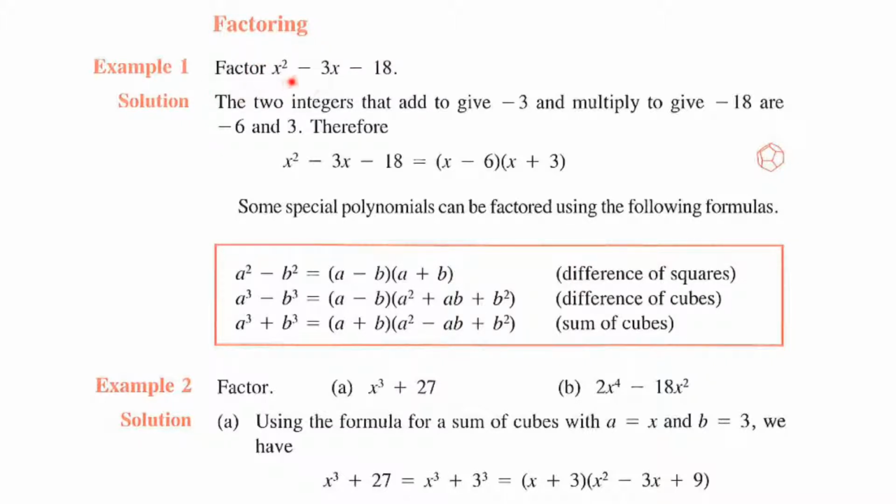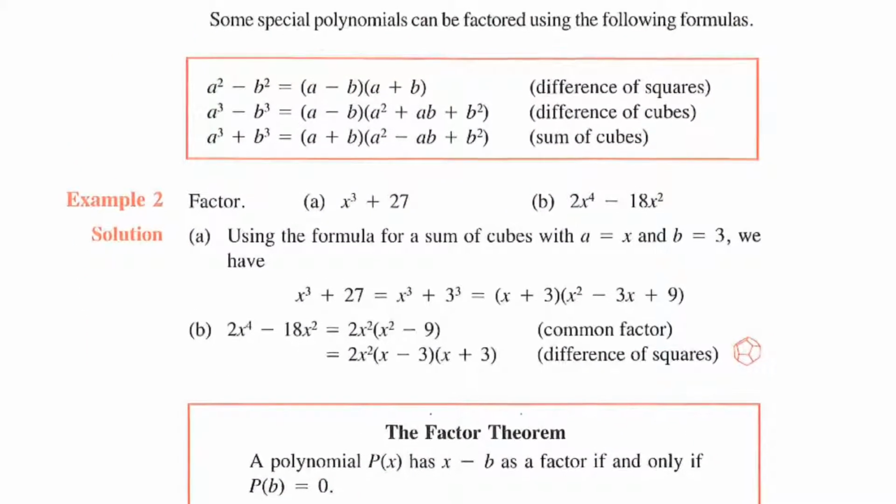Example 1, factor x² - 3x - 18. It's a trinomial with the leading coefficient of 1. We're looking for two numbers with the sum of negative 3 and product of negative 18. Those numbers are negative 6 and 3. Therefore, x² - 3x - 18 is (x - 6)(x + 3).